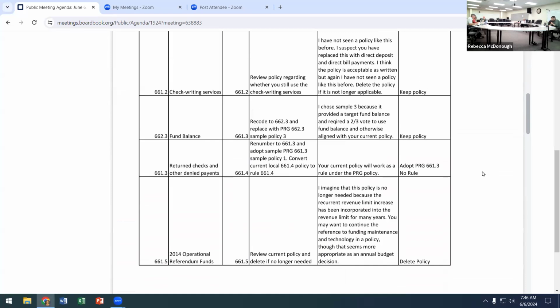661.2, check writing services. Our recommendation is to keep the policy as written. There is the business manager in there. I don't know if I want to switch that out, but there was that. Yep, in this bottom paragraph, I'll circle it. Thank you. 662.3 is fund balance. We're going to recode this one and replace it with the PRG version.